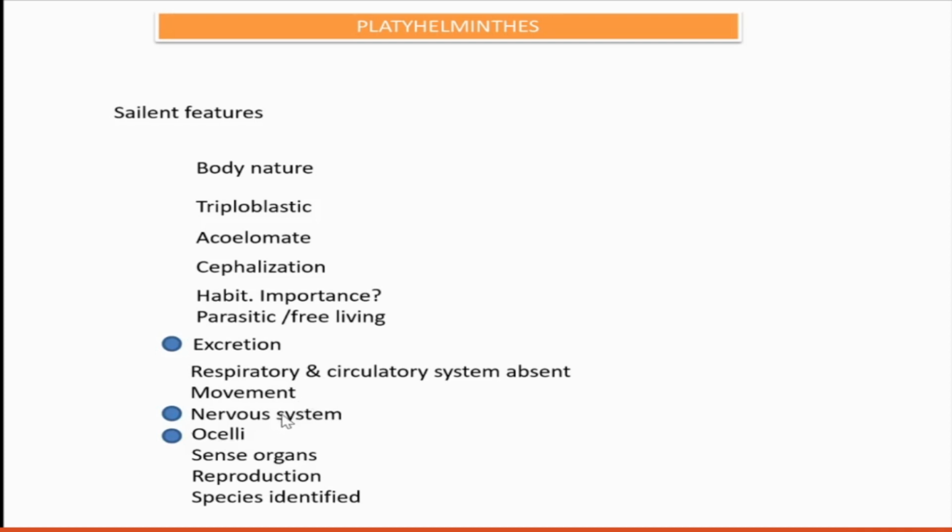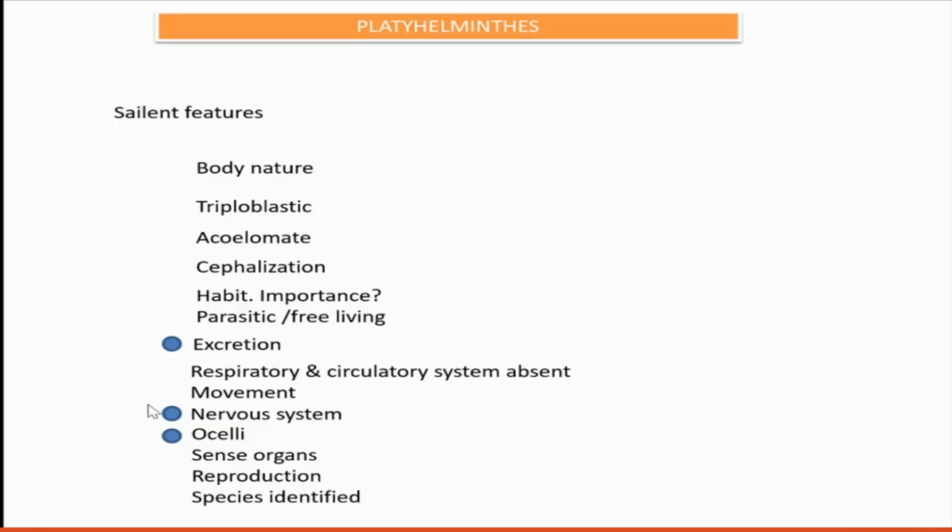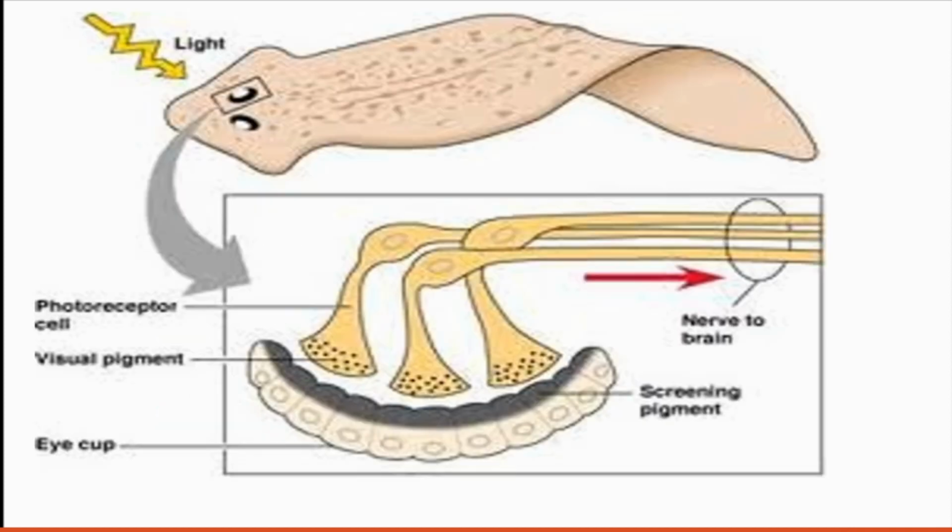The nervous system, I will also show you an image. This is about its nervous system. Two long nerve cords can be seen here, extending throughout the length of the body, and they branch to form a network. This is about the nervous system. And ocelli is another feature. Ocelli are light sensitive organs, present in its head. That is ocelli.